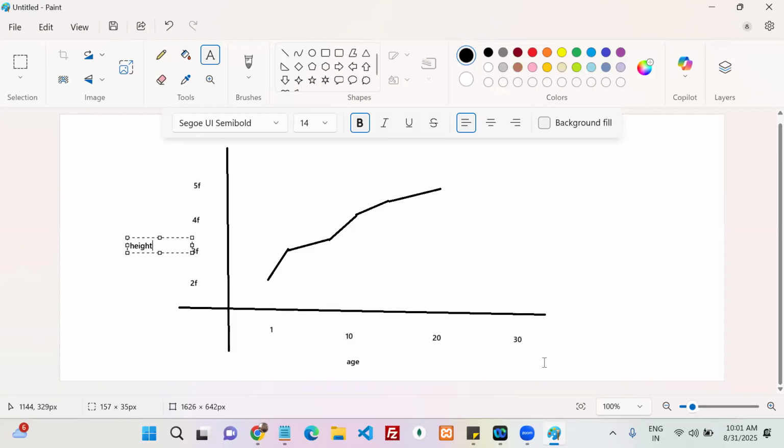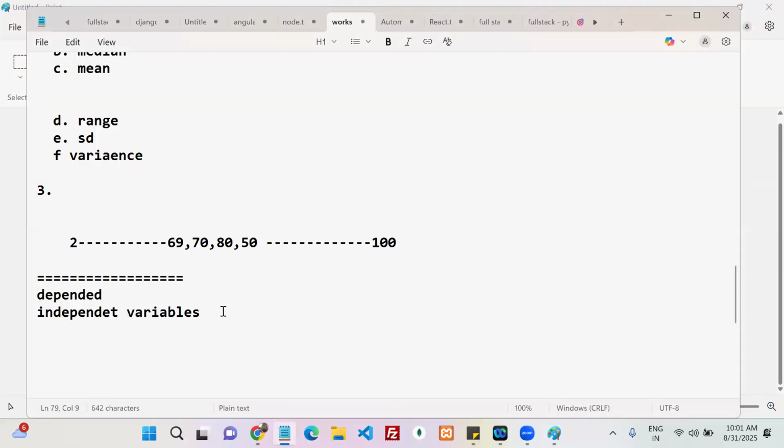The next terminology is regression. Did you hear about this one? Linear regression, I said, right? Regression. What is regression? Regression is nothing but how we can draw a line in between the points. How we can draw the line in between the points.